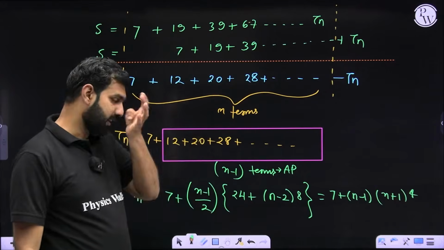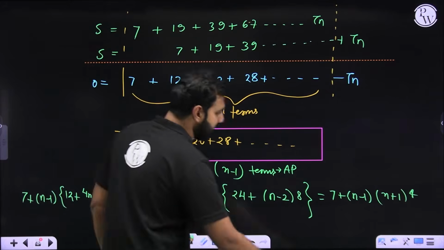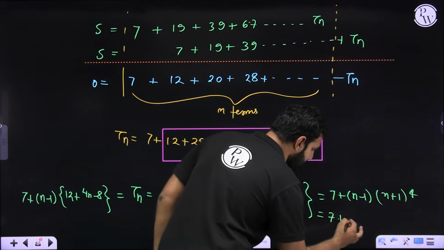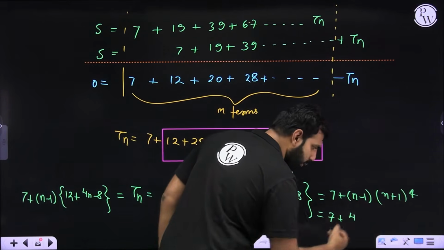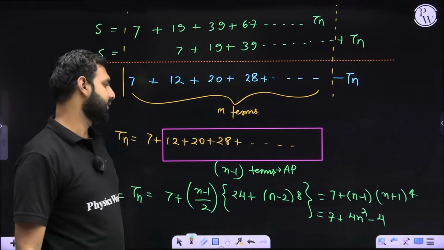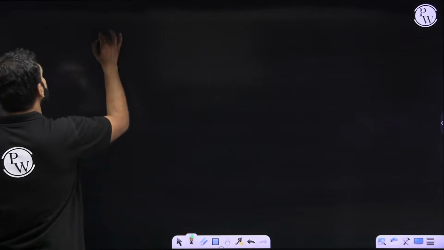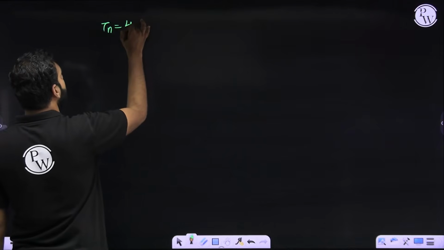So (n plus 1)(n minus 1) is n square minus 1, a plus b, a minus b, a square minus b square. So this result I'm writing here as 7 plus 4 times the whole of (n square minus 1). So it is 4n square minus 4. So the result finally turns out as 4n square plus 3. So the nth term is given by 4n square plus 3.